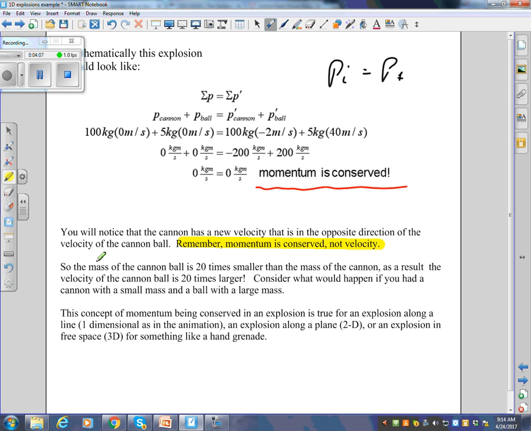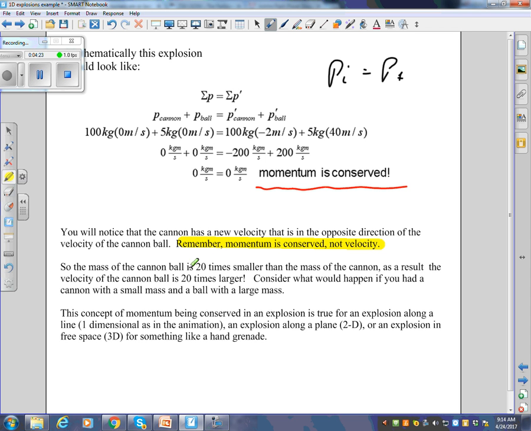So the mass of the cannonball is 20 times smaller than the mass of the cannon, and as a result, the velocity of the cannonball is 20 times larger. Consider what would happen if you had a cannon with a small mass and a ball with a large mass. Well, it would be the cannon that would go firing backwards, and that would be bad for the people operating the cannon.